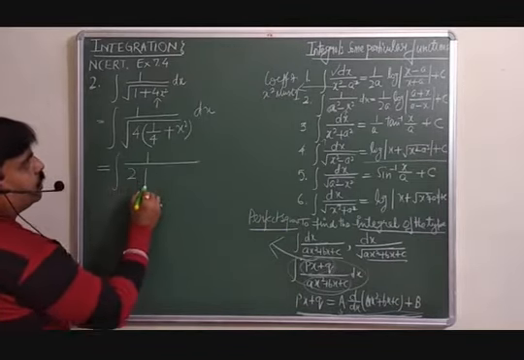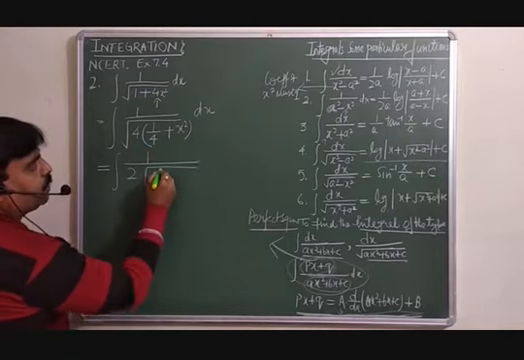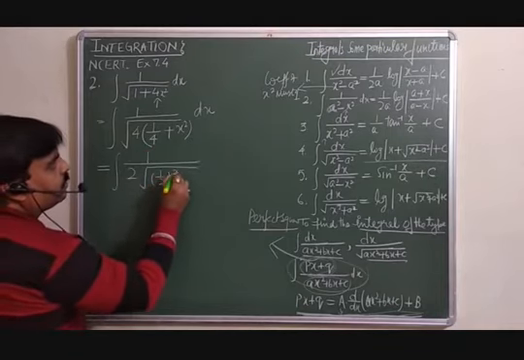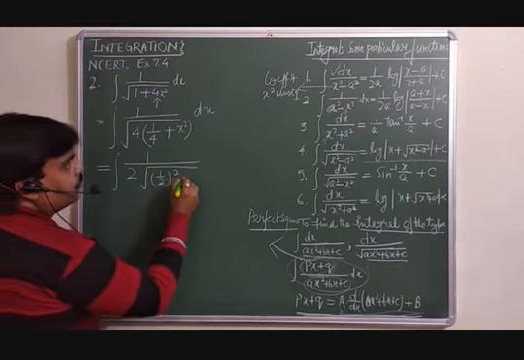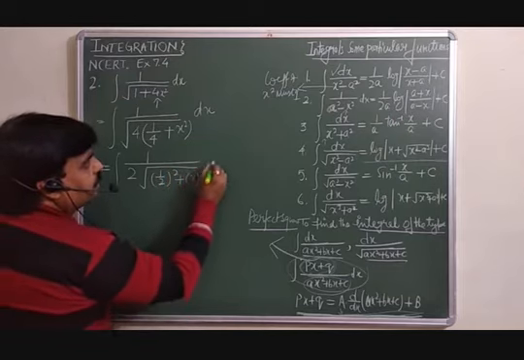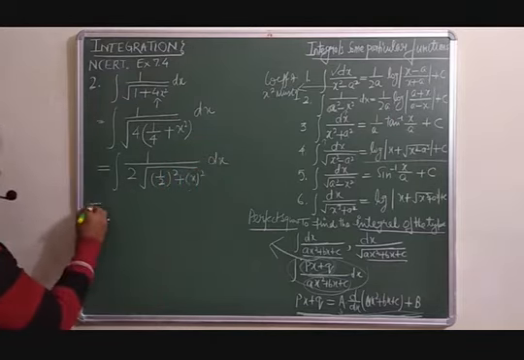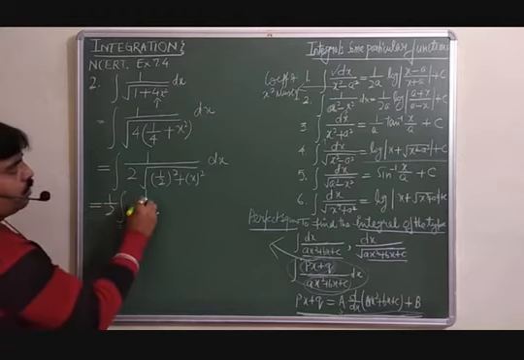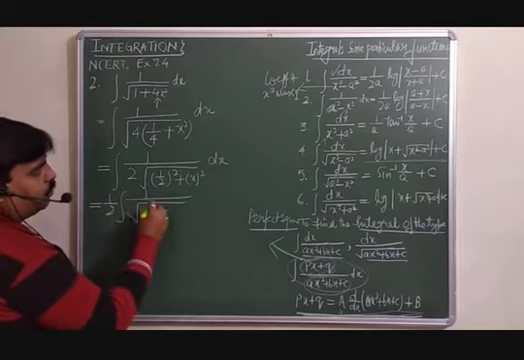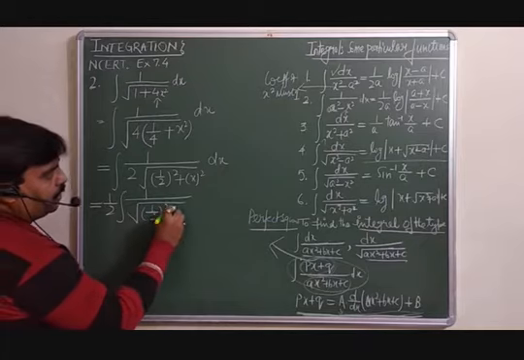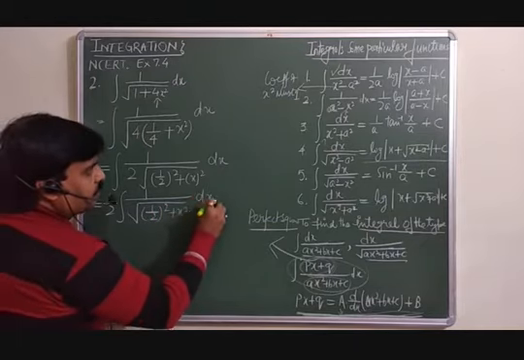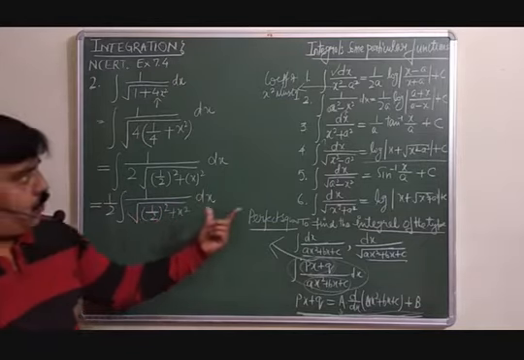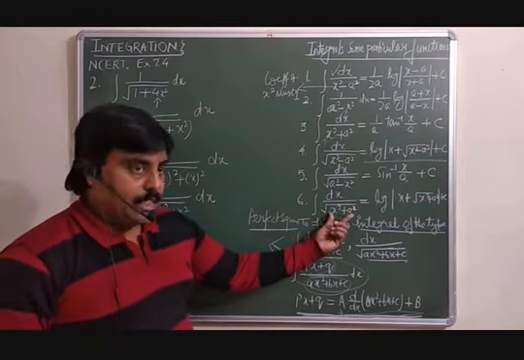And this 4 you can take out as 2 under root. And this 1 over 4 can be written as 1 over 2 whole square, plus x square, dx. So this can be written as 1 over 2, times 1 over under root of 1 over 2 whole square plus x square, dx. Now this is coming in the form of x square plus a square.